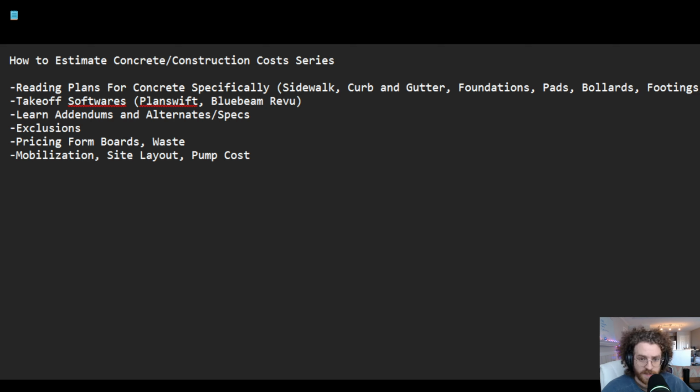Alternates and specs, kind of in the same ballpark. We're talking about information that you need to be aware of. Alternates, they're deductive alternates and alternates. They're basically the same thing. A deductive alternate is the owner saying, "Hey, I want you to give me a price for this work, but include it in the price, but then let me know how much it is so that I can deduct it from your price."